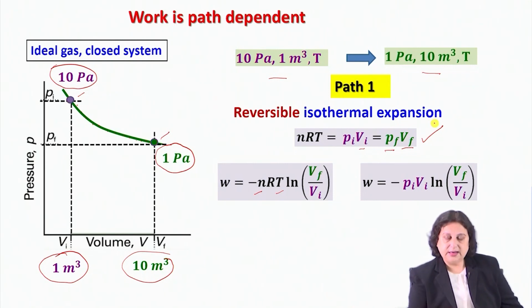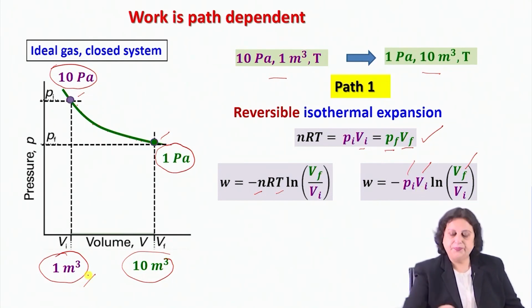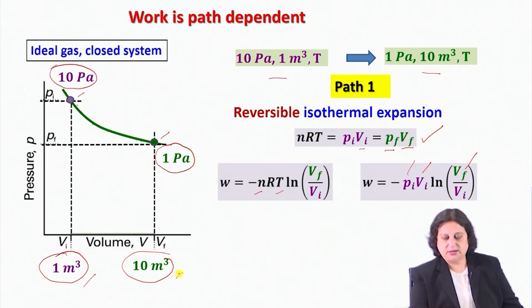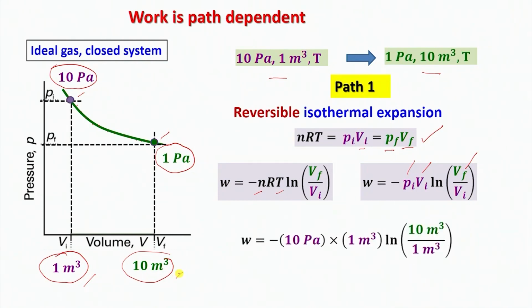Now, from the given conditions, do I know all the quantities that are present on the right-hand side of this equation? The answer is yes. I know that Pi is 10 Pascal. I also know that Vi is 1 meter cube. And I also know what V final is: V initial is 1 meter cube and V final is 10 meter cube. So if I put all of these things together, this is how I am going to find out the magnitude of the work done in this process.